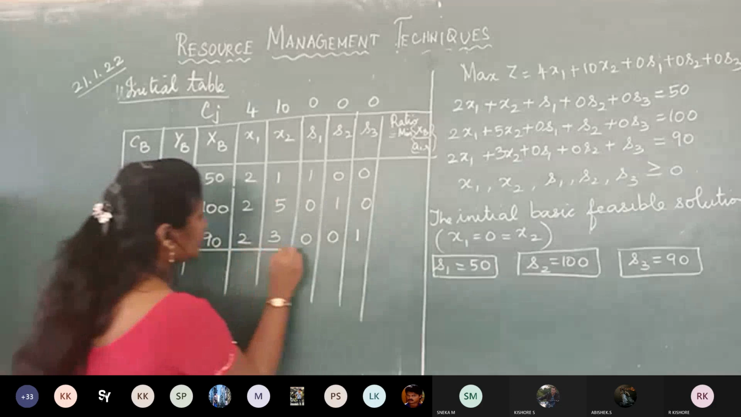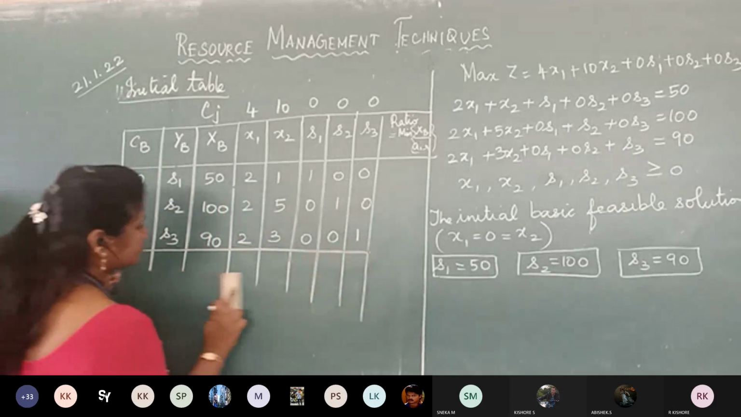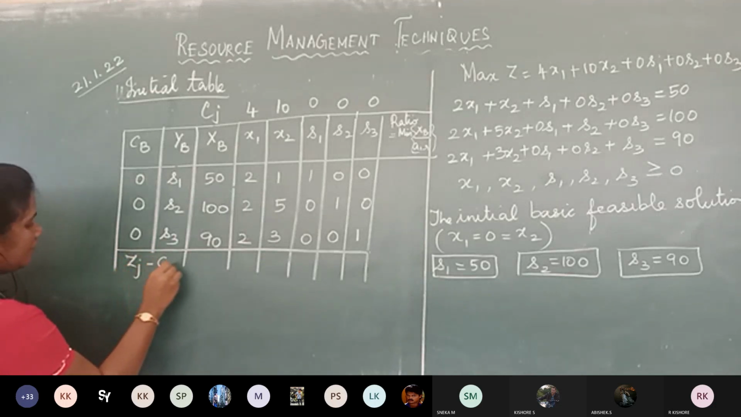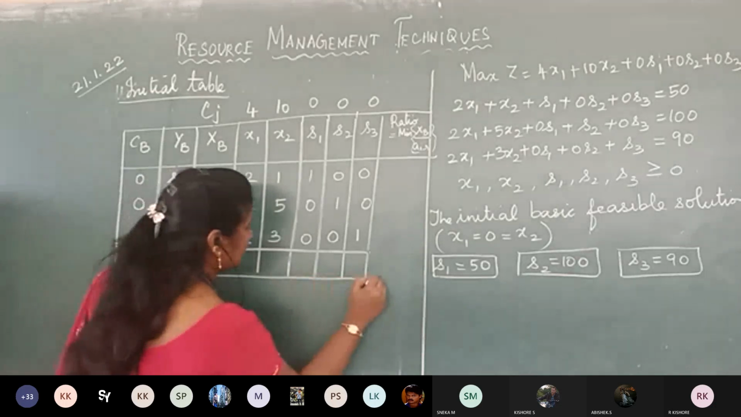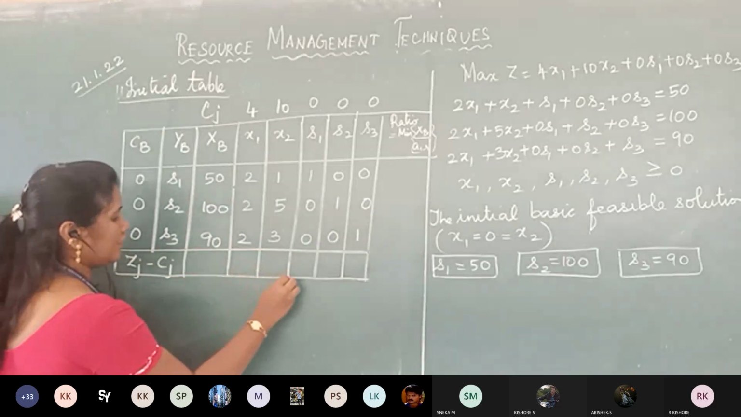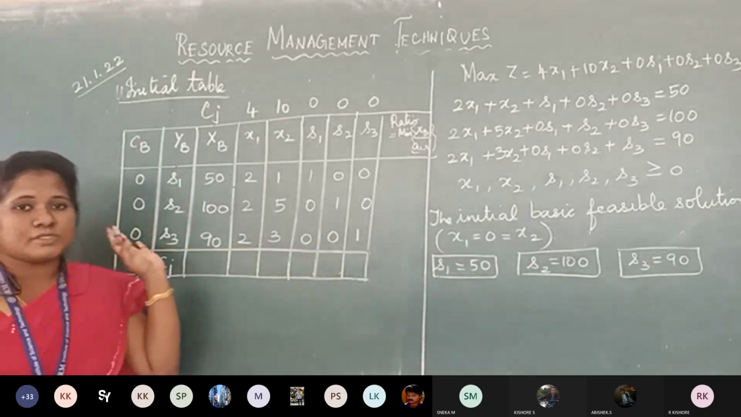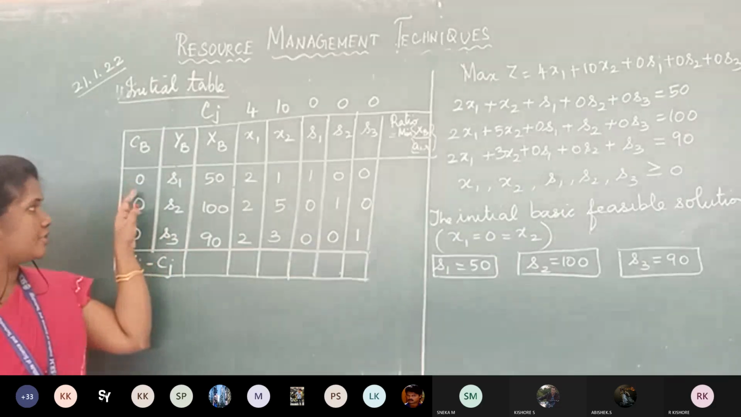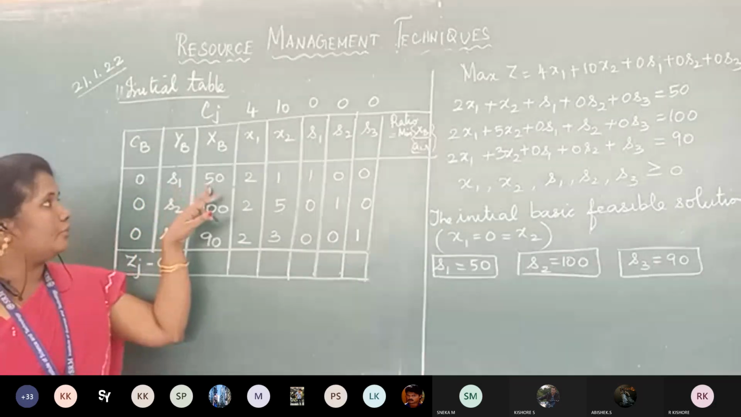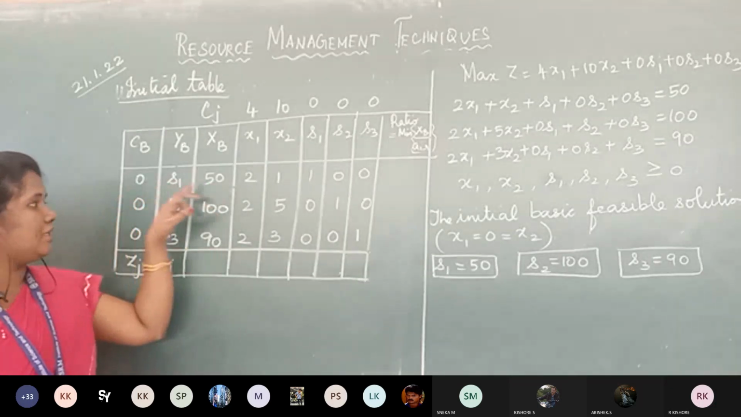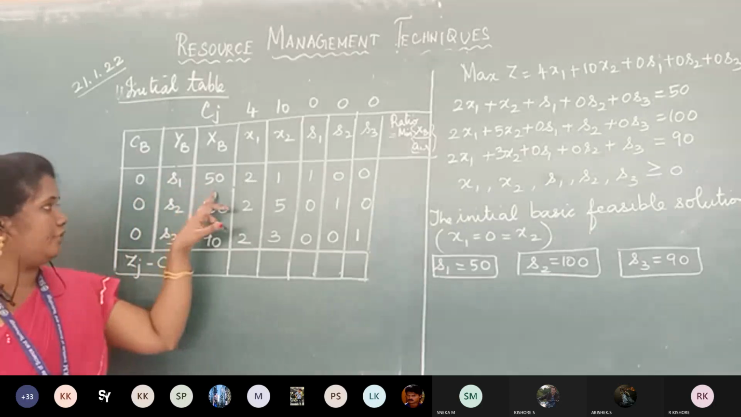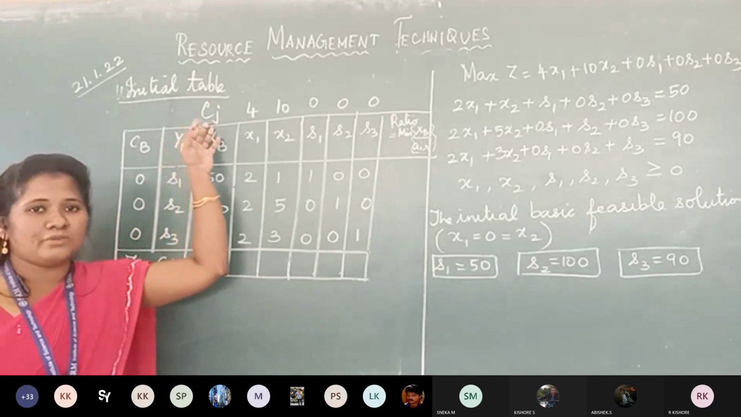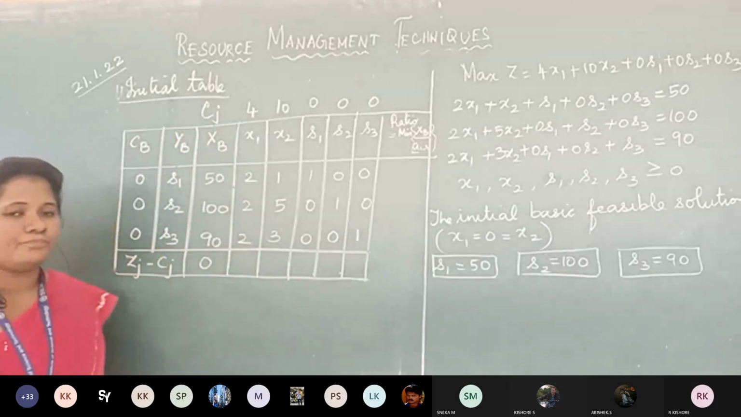After this, you have to find out your ZJ minus CJ. Your ZJ minus CJ is found by multiplying with your CJ. For your ZJ, you take the column coefficient you've got, into your XB value. Since it is 0, everything will become 0. 0 into 50 is 0. This into 0 is 0. This minus, you don't have any function there. So that will become 0.